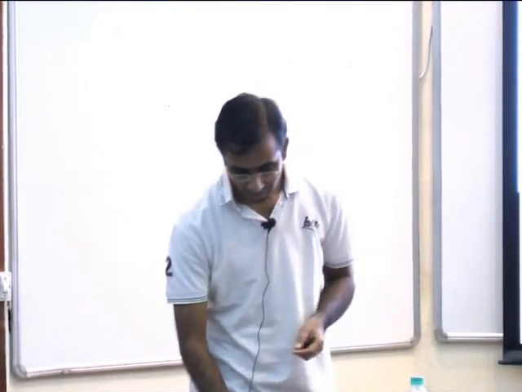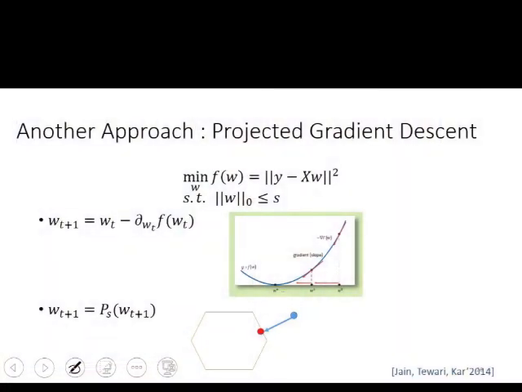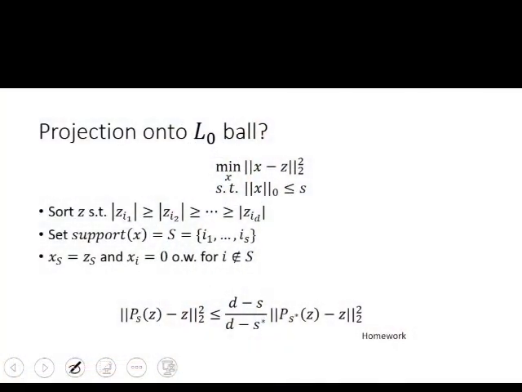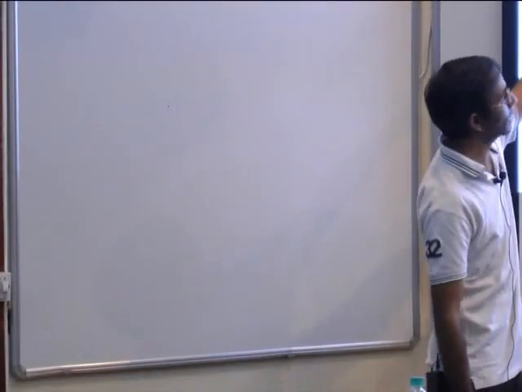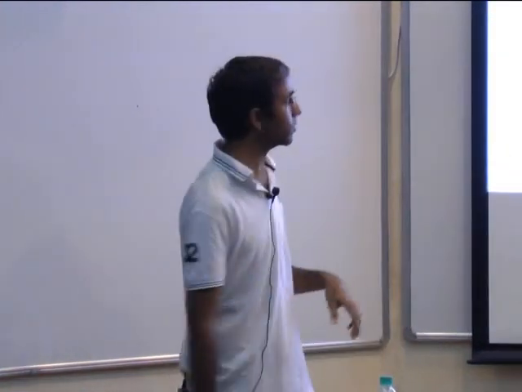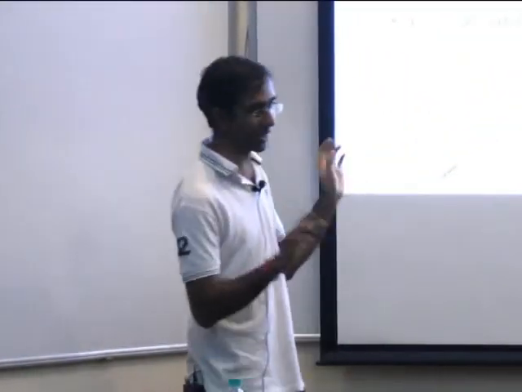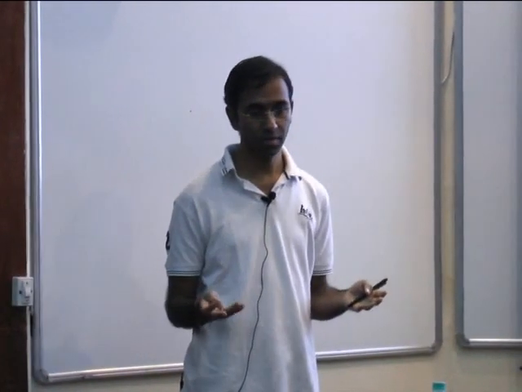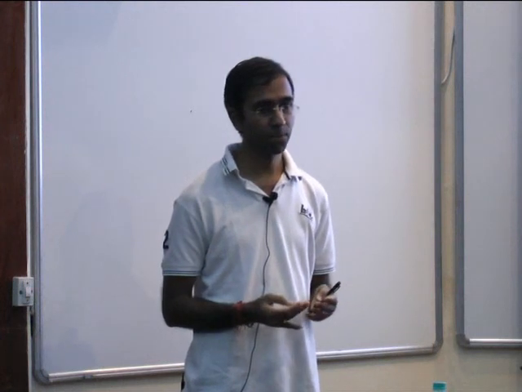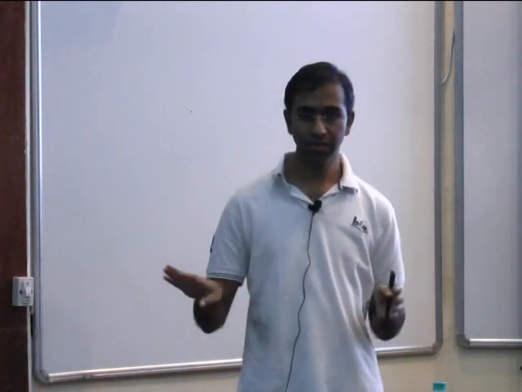On the other hand, we were just interested in this projected gradient descent approach, where we do a gradient descent step and then project onto this set of sparse vectors, and this projection can be done using a very simple trick. You take your vector z that you want to project and just sort it, and take its top s elements in magnitude, and that will define the support of your sparse vector. Outside this set, everything is set to 0.